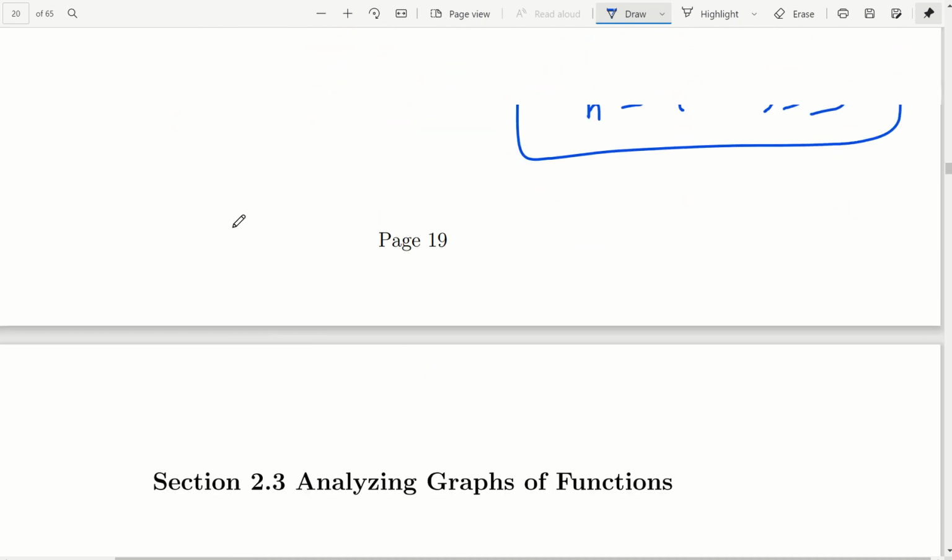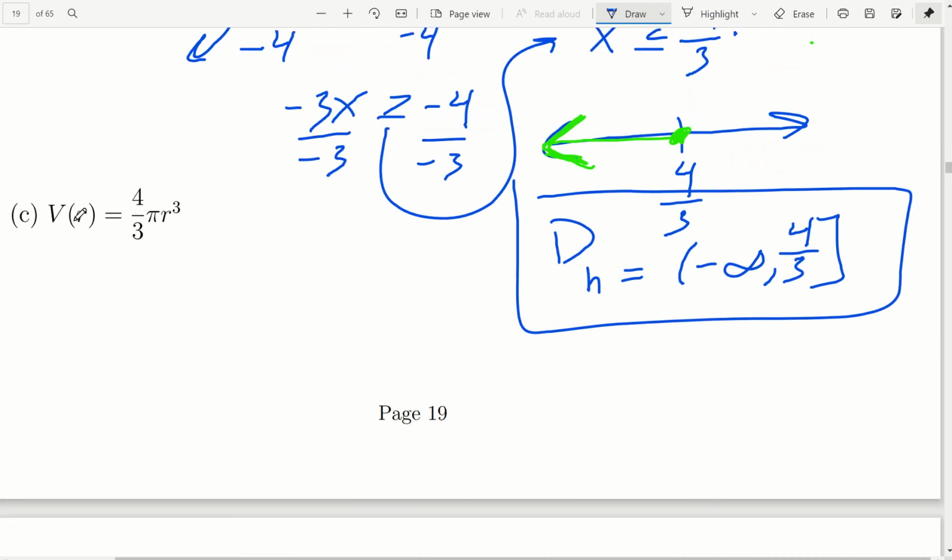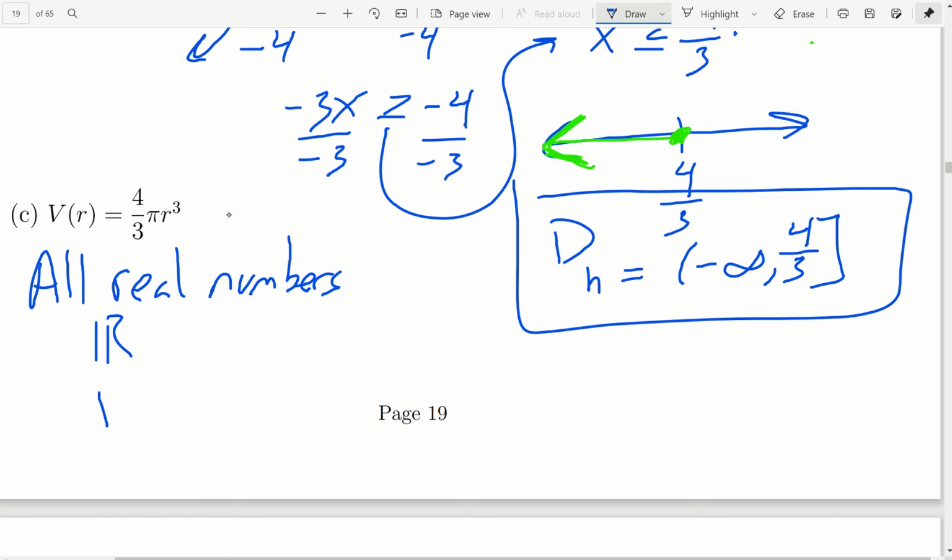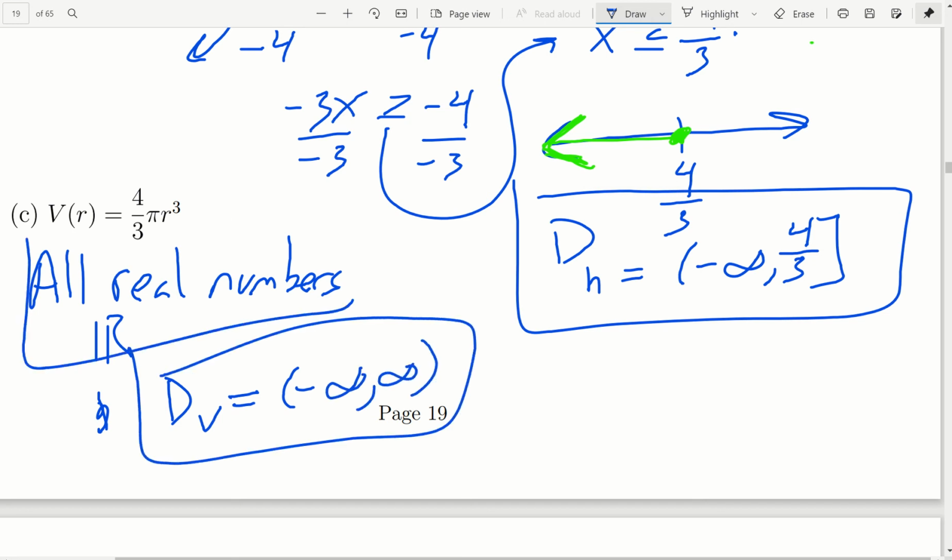The next example we have is the function v of r equals 4/3 pi r cubed. Here we don't have any divisions by variables. We don't have any roots. So the domain of this function is going to be all real numbers. You can write all reals, you can put all real numbers, the stylized R sign, or another way to write it would be the set, the domain of v would be the values of r from negative infinity to positive infinity. Or you can put all reals.